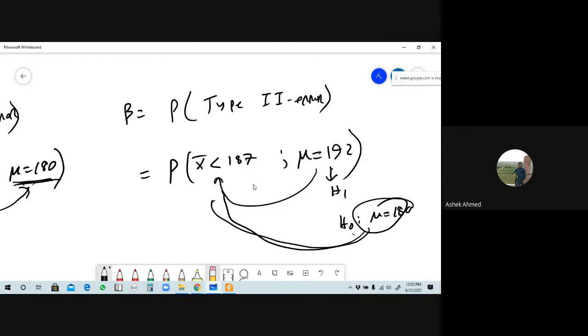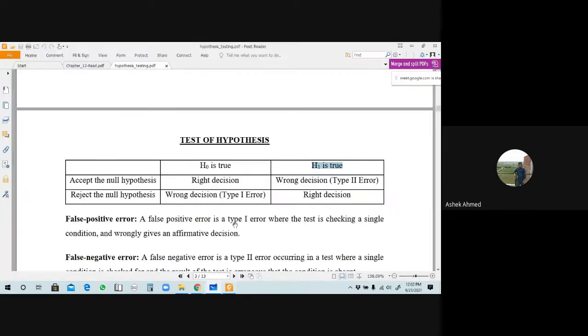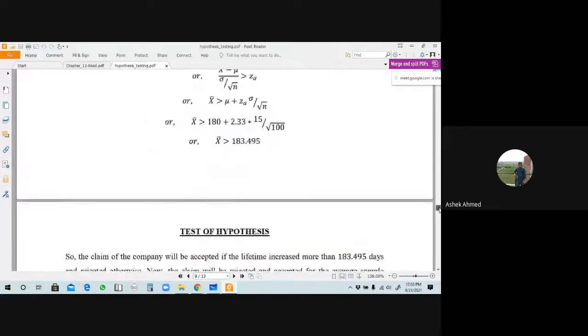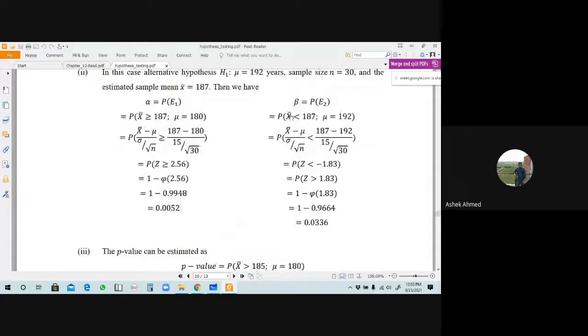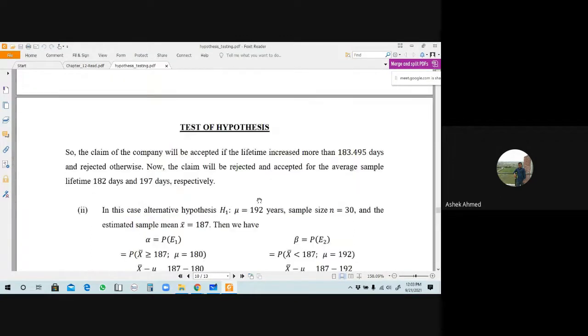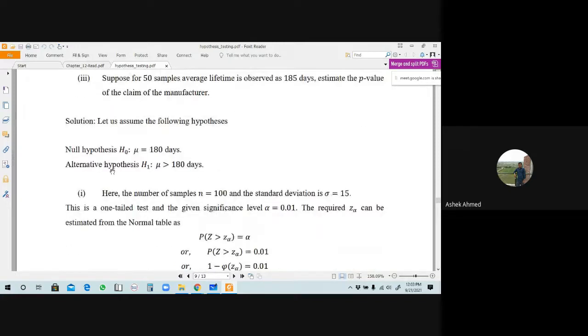Okay, so that will be the beta value here. We will find this beta value this way. You have to understand type 1 error and type 2 error; if you understand them, you will understand this. Okay, so that value will be x = 187, mu = 192. Now you apply the same formula, then you will get the value. Using the normal distribution table we have to convert x bar into z, then you can evaluate this result. Okay, these are the results for question number 2.